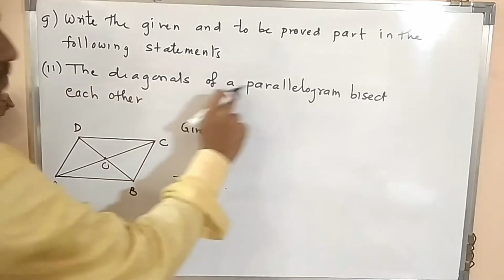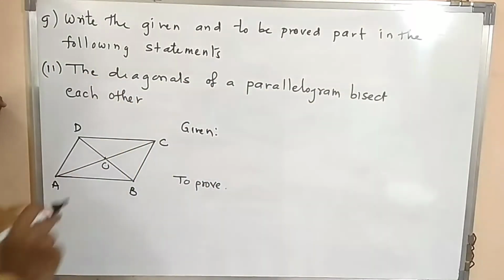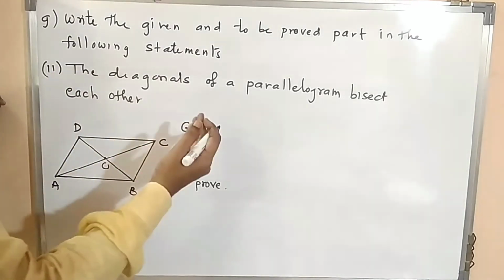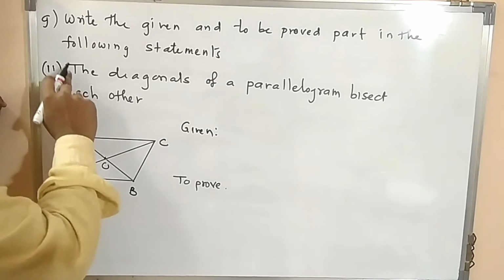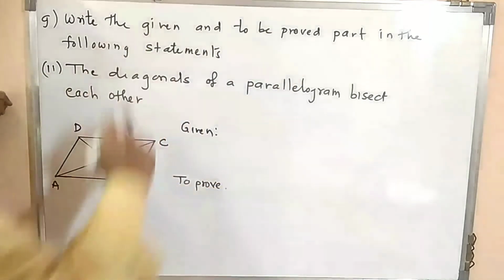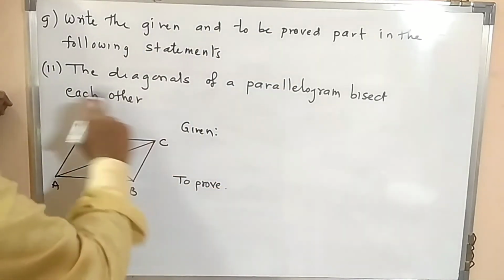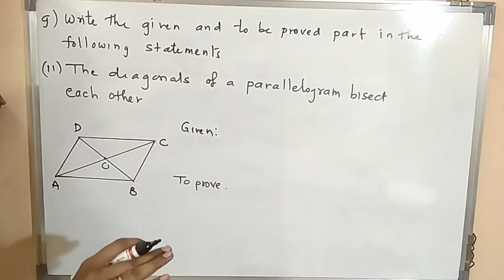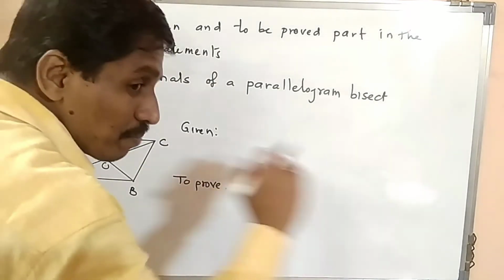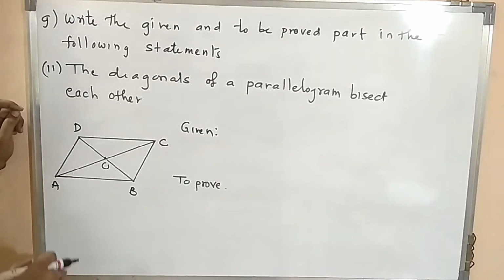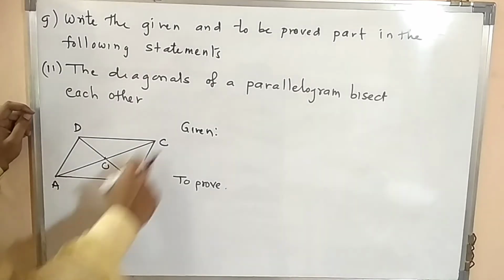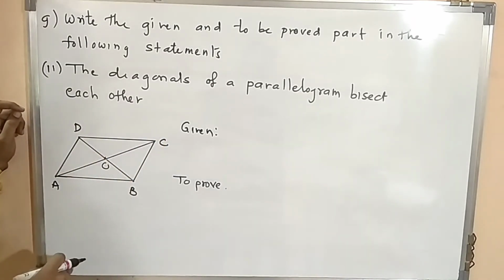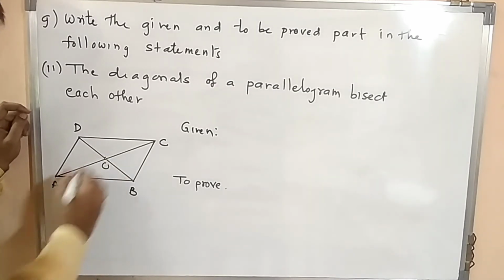The diagonals of a parallelogram bisect each other. Here, first we'll convert this into conditional form. If the quadrilateral is a parallelogram, then its diagonals bisect each other. The quadrilateral is a parallelogram is given part. Diagonals bisect each other is to be proved part. So given part, we have taken quadrilateral ABCD. AC and BD are its diagonals. They intersect each other at point O.